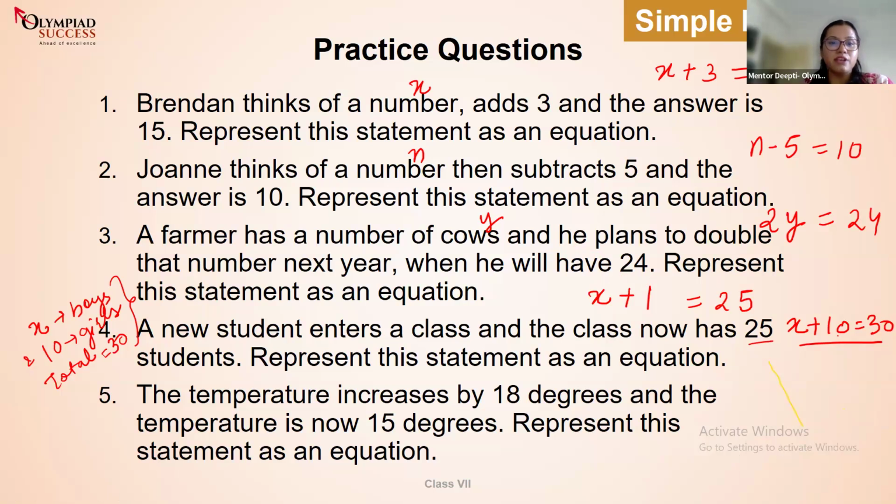Okay, do not annotate. The temperature increases by 18 degrees and the temperature is now 15 degrees. Let's say T was the original temperature, and I've increased it by 18 degrees, plus 18. Then what is the final temperature? The temperature is now 15 degrees. Represent this statement as an equation. The equation will be original temperature plus 18 degrees equals the resultant 15 degrees. So this is the equation.